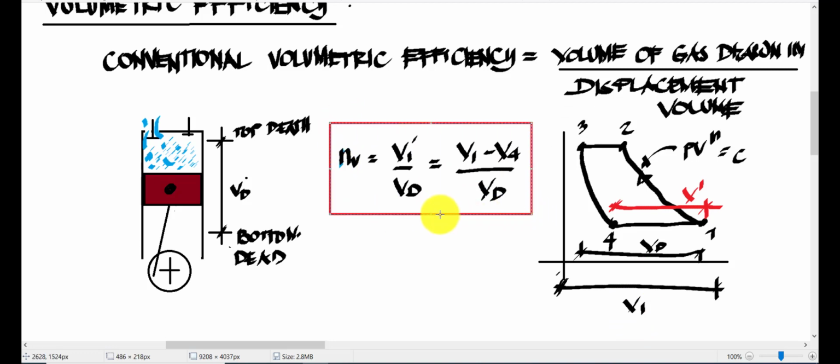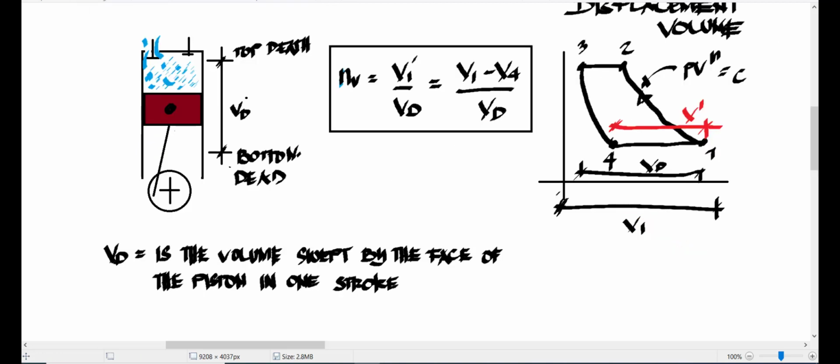For our volumetric efficiency, you will notice here that the VD is the total volume being displaced. Then our V1 prime is only how much air, from point 4 to point 1, is being sucked by the compressor during the suction stroke. By definition, our volume displaced is the volume swept by the face of the piston in one stroke. When we say one stroke, that is one going down here. That is what we call the suction stroke, or one stroke.